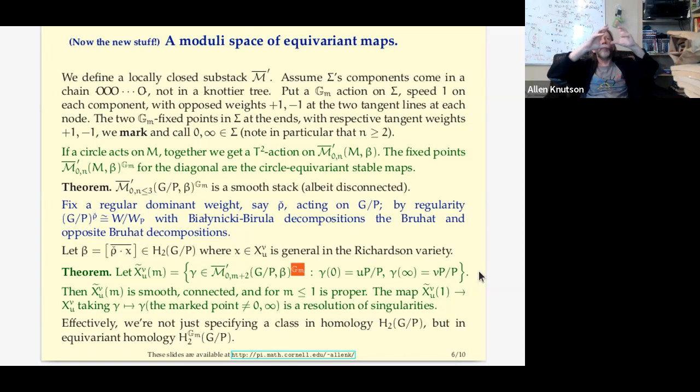So that particular P1 with the three nodes will be collapsing under this map, because the fixed points for the GM action on the target are isolated. So that guy's collapsing. But then I would have some P1s that are going forward, some P1s going backward, and I will get the wrong homology class. I won't get the beta that I wanted.